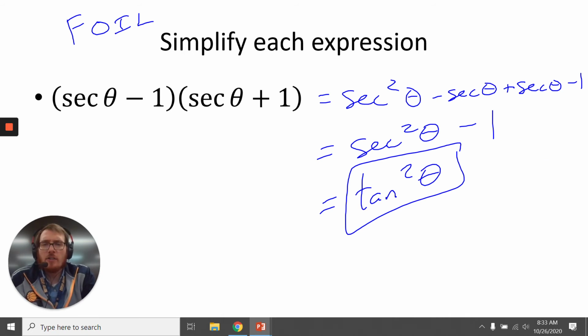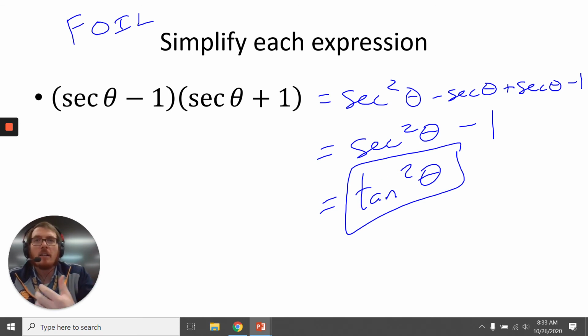The next suggestion is if it looks like it needs to be FOILed and distributed, it probably needs to be. Okay, so I'm going to do first, outside, inside, last. Secant times secant is secant squared. Secant times plus 1 is plus secant. Secant times minus 1 is minus secant. And then plus 1 times minus 1 is minus 1. This is difference of squares.